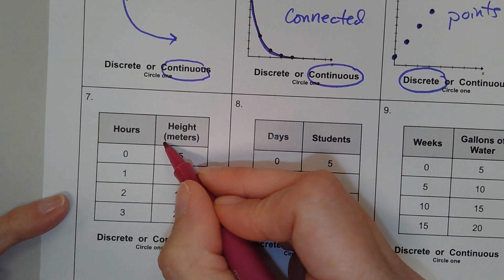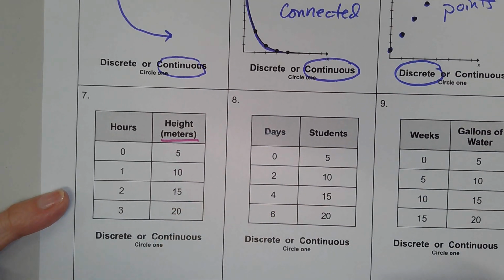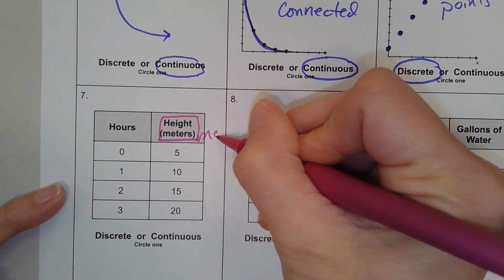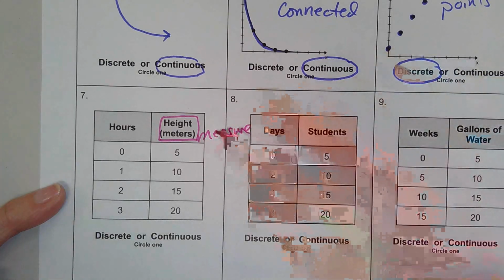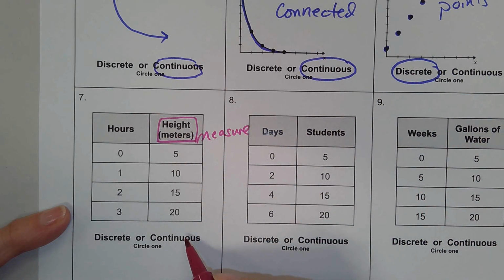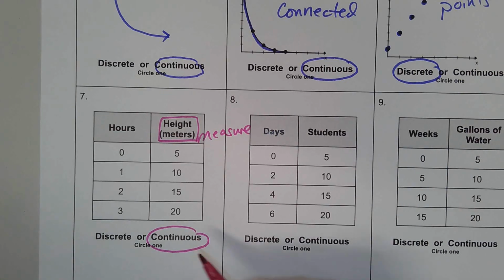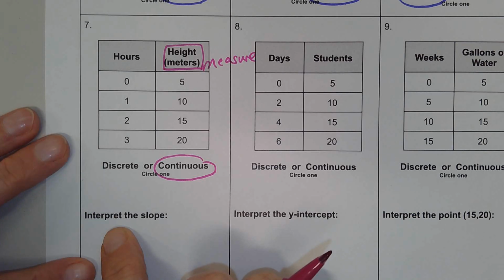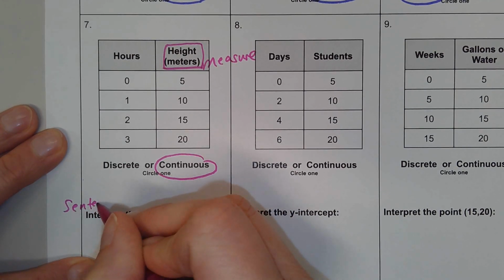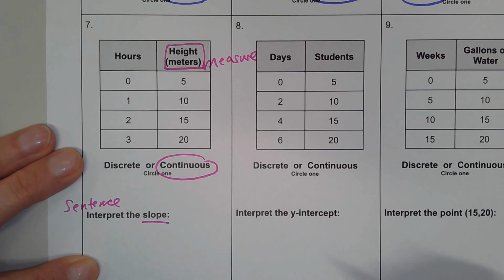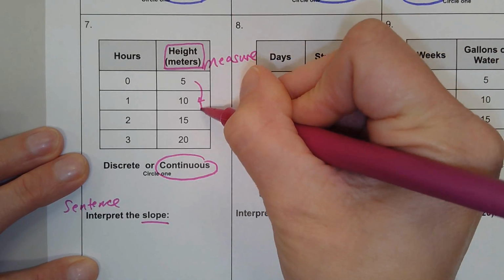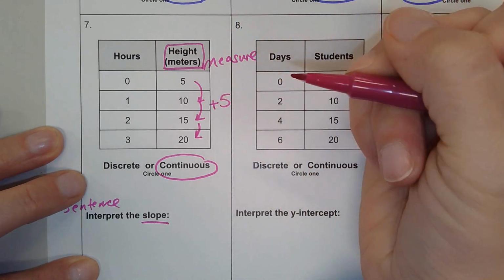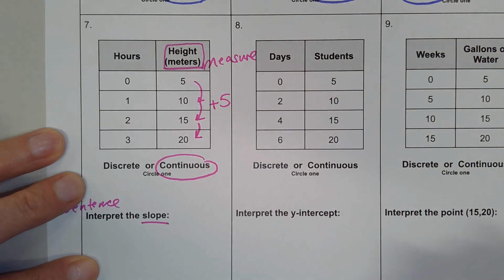This table is talking about the height in meters. The height, that is definitely a measurement. Since it is something we measure, we're going to call it continuous. Now this graph even wants me to do some interpreting. Interpret means you have to make a sentence about the slope. So what's happening here to the meters? They're getting 5 more. Plus 5 is being added.